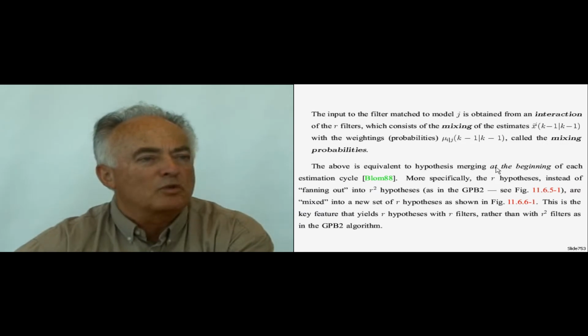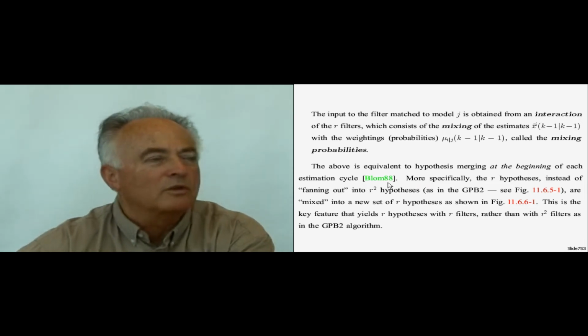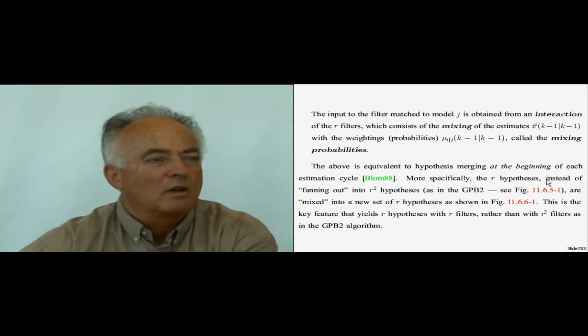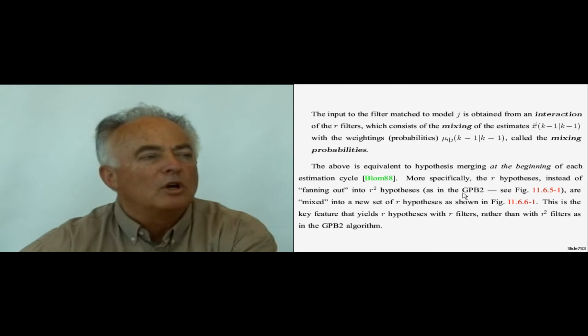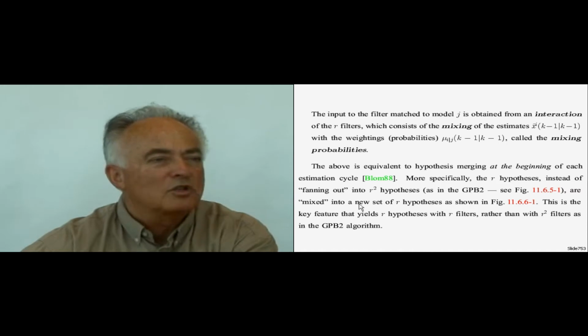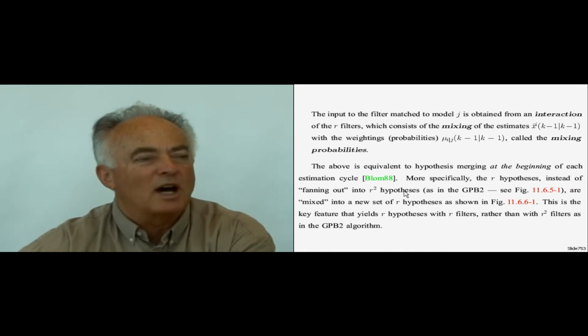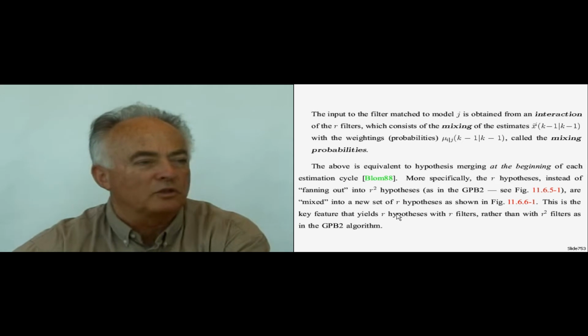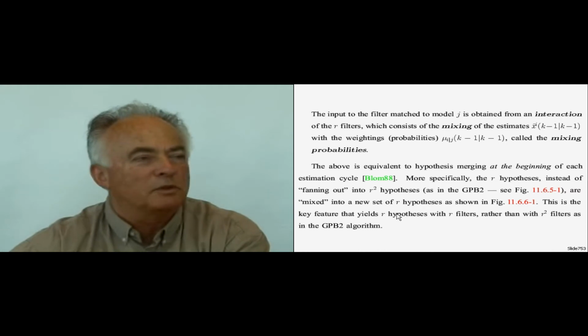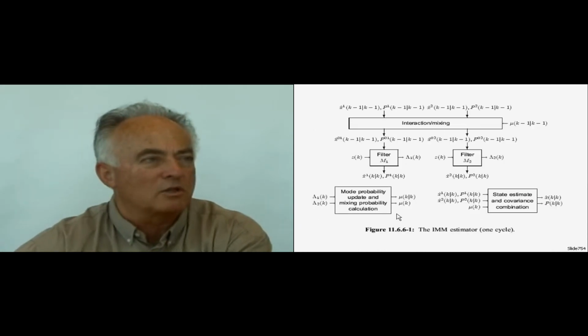This really amounts to hypothesis merging at the beginning of each estimation cycle, as indicated by Blom, who was the originator of this IMM estimator. More specifically, we have R hypotheses at the beginning, that in the GPB2 fan out into R squared and then are mixed into R. So we keep them at R. It is a substantially simpler version than GPB2. Nevertheless, performance-wise, it turns out to be very similar.